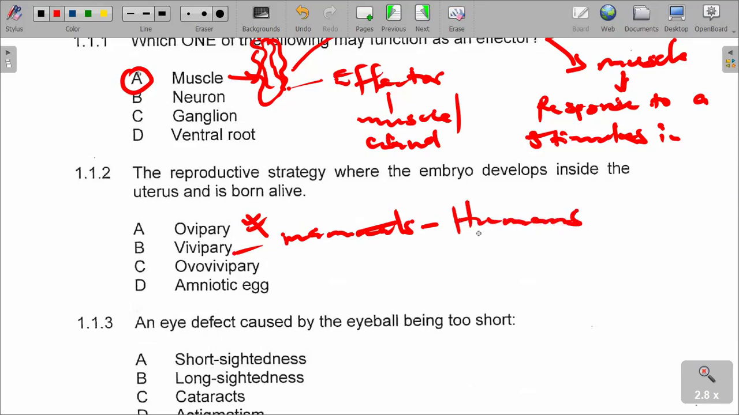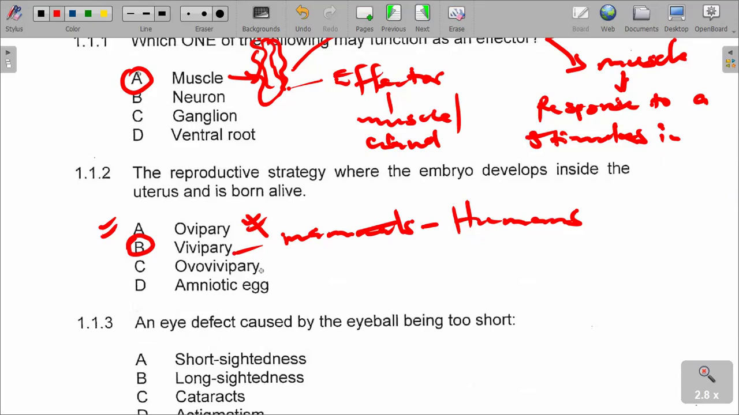So in terms of viviparity, you are supposed to understand that this is a reproductive strategy, for people, whereby we talk about internal fertilization, and the young one develops inside the uterus of the mother after fertilization has taken place. The young one is nourished from the mother's blood through the placenta. So where the embryo develops inside the uterus and is born alive, we need to know that this is viviparity. It is viviparity, which is the correct answer.